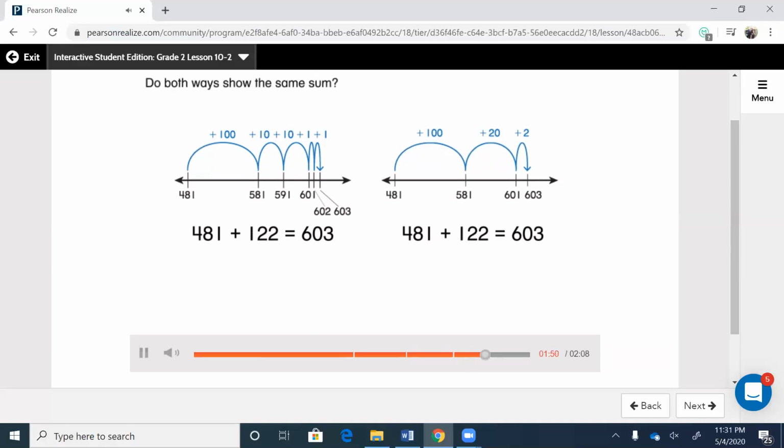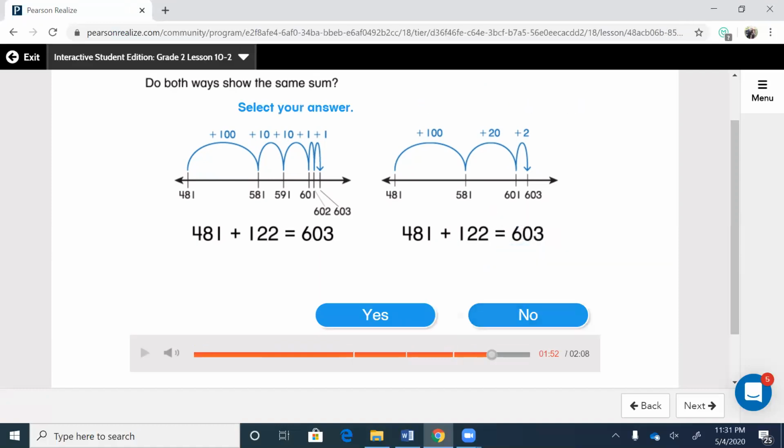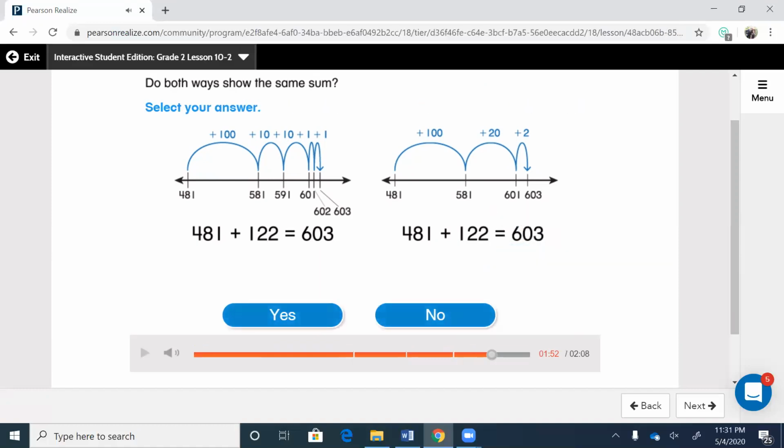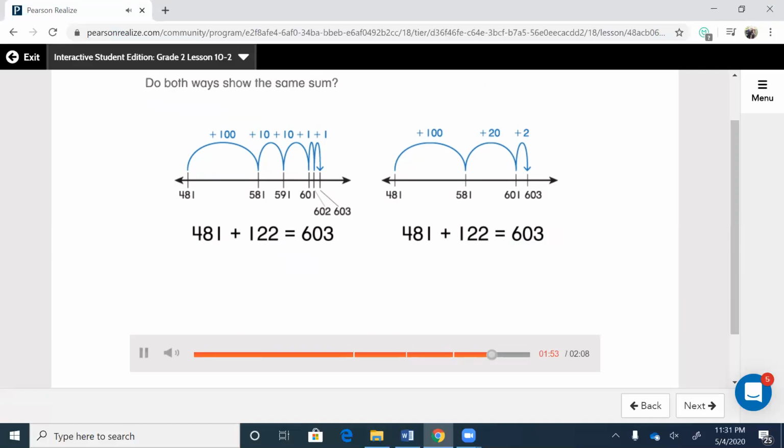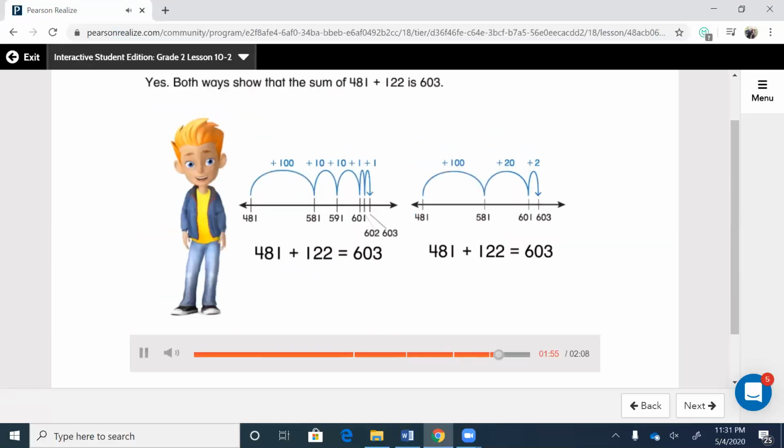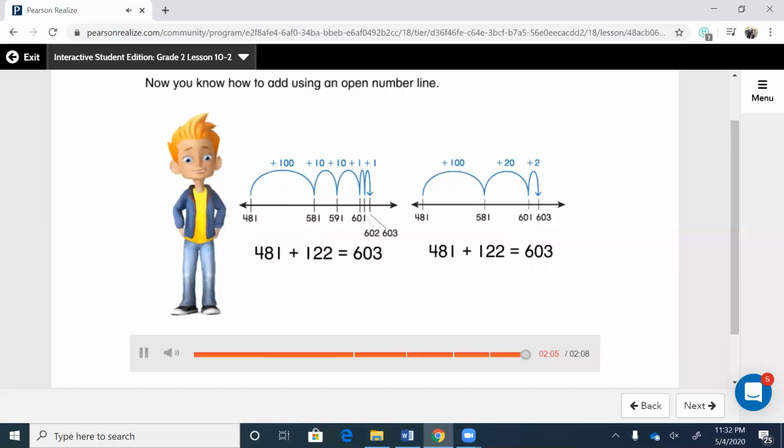Do both ways show the same sum? Select your answer. Yes, both ways show that the sum of 481 plus 122 is 603. Both ways are correct. Now you know how to add using an open number line.